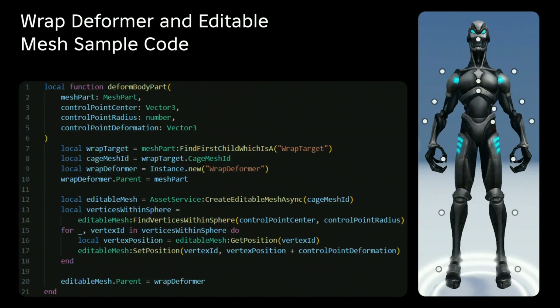So within this editable mesh, we can call a function that is find vertices within sphere. We pass in a control point center and a radius. This forms a sphere, and within this sphere, we have access to all the different individual vertices. We can then call a function called setPosition on each individual vertex that basically changes the position of these vertices on the cage. That's it. We are done. And then based on this deformation that happens on the cage, the underlying mesh would automatically adjust.